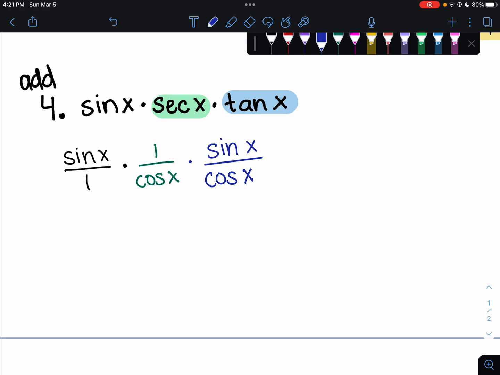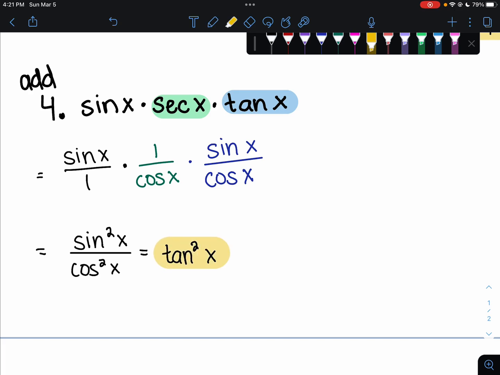So if we look here, there's nothing on top and bottom that cancels out. That happens sometimes. So how do we write our answer? Well, sine times sine, I just told you when we had tangent times tangent, it was tangent squared. So sine times sine is just sine squared x. And cosine times cosine is cosine squared x. Well, sine squared over cosine squared is equal to tangent squared x. So tangent squared x would be your final answer.